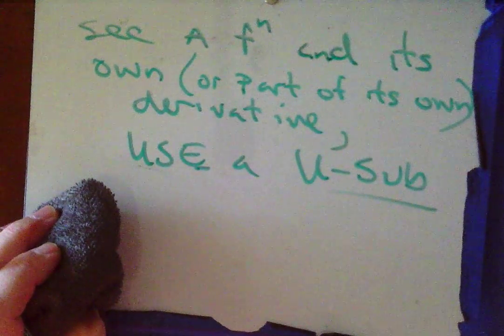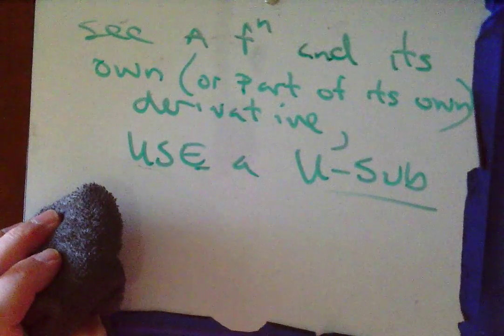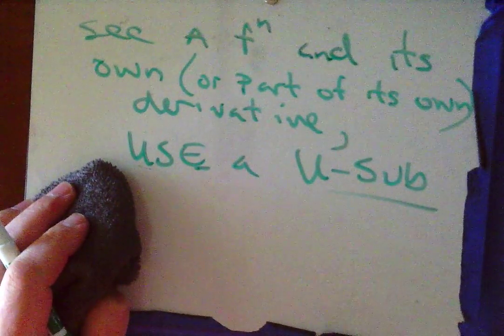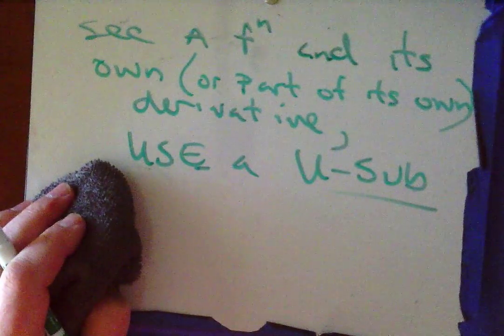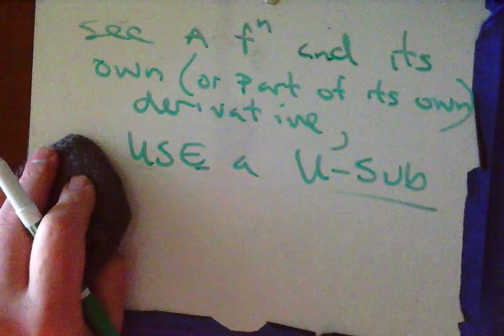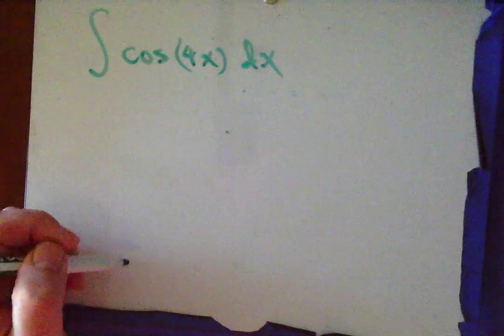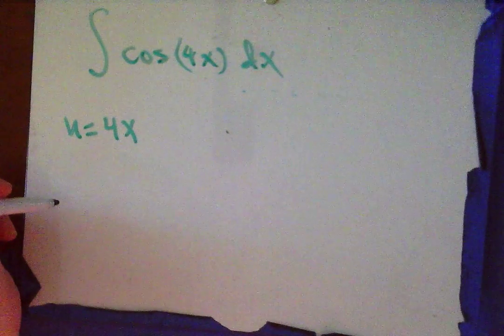Often we start our u sub experiences with things that many of you do in your head. But I'm going to say, the people who do them in their head, it just makes it harder for them to actually then use the u sub when they really need to use the u sub. So I'm going to encourage you to use the u sub when you see things. So, for example, if I see the integral of cosine of 4x dx, I'm going to make u equal to 4x.